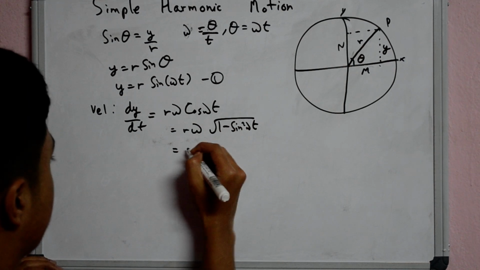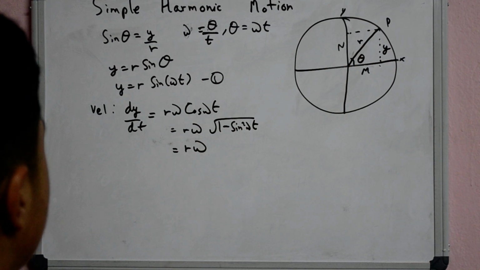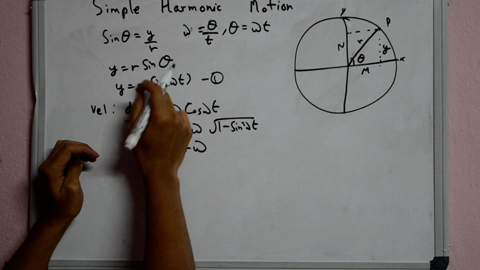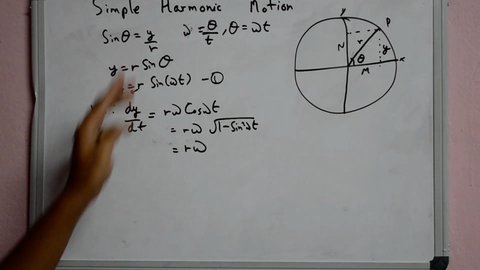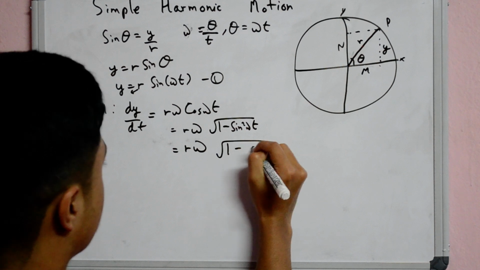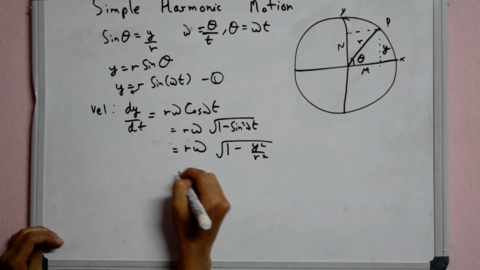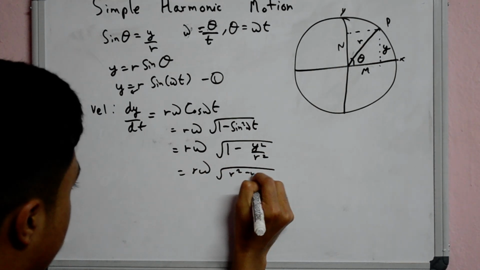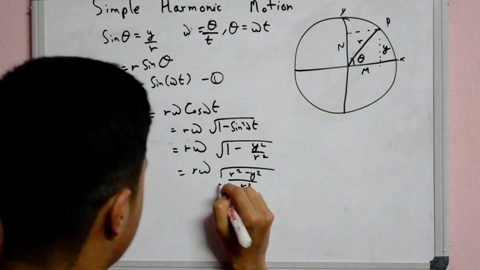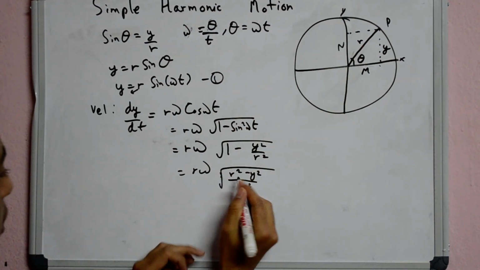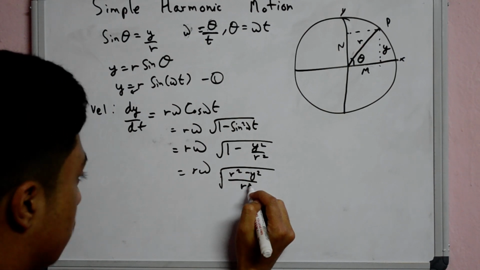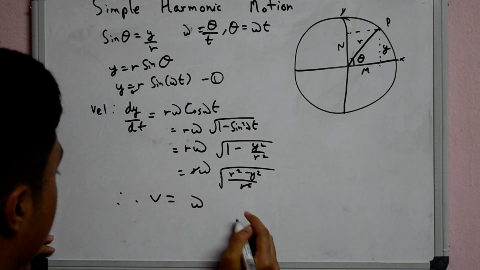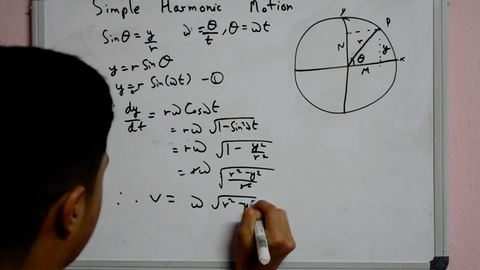Now what we can do is put sine square omega t as y square by r square, squaring both sides. This becomes 1 minus y square by r square, which we can take r square common, giving us r square minus y square by r square. The square roots cancel out the 2, so this and that cancel, therefore giving us velocity is equal to omega root r square minus y square.